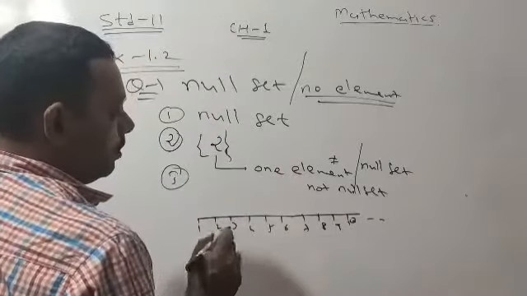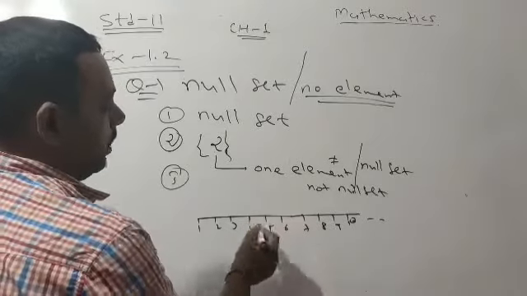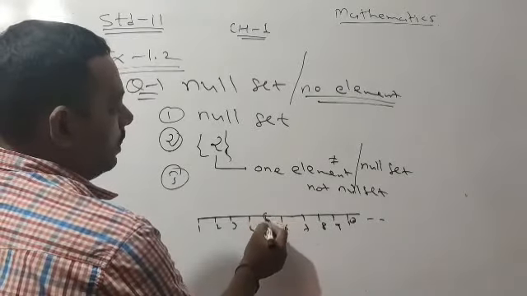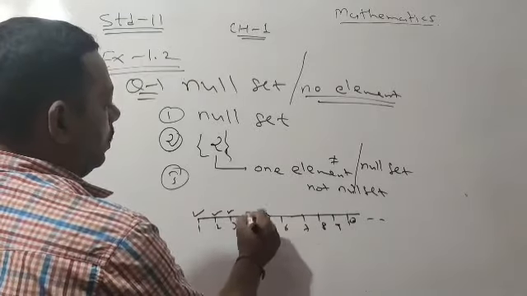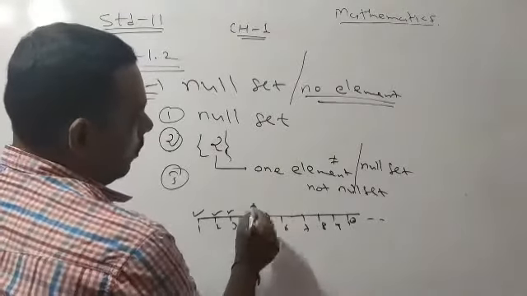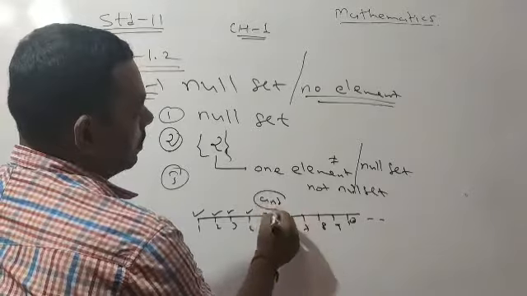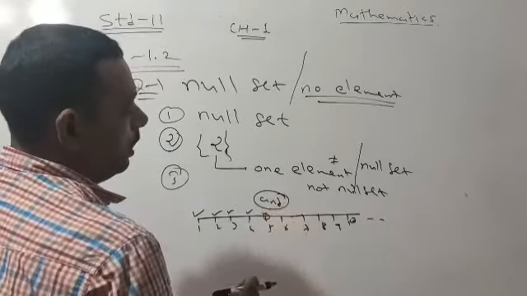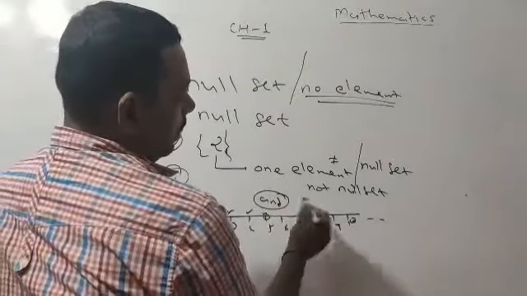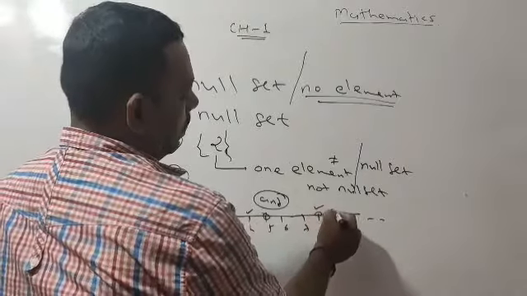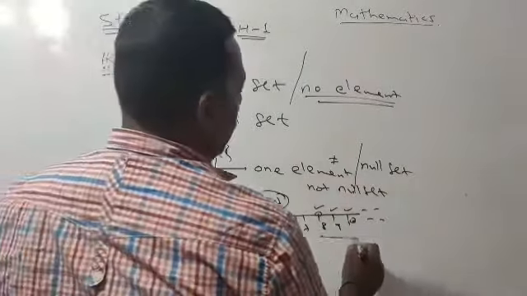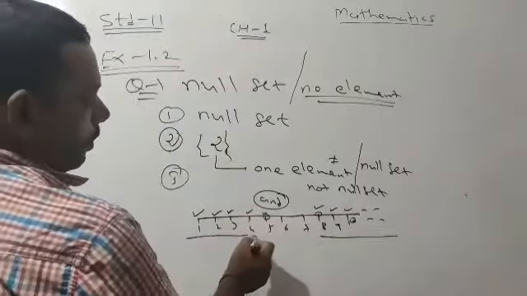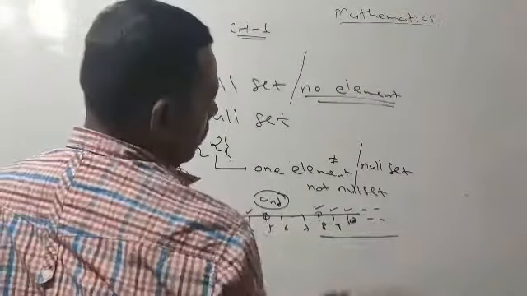My question is a number smaller than 5. Smaller than 5 means 5 is not considered. So the numbers considered are 1, 2, 3 and 4. And means we have to check only the common element. Greater than 7, so 8, 9, 10 and so on. Tell me, is there any common element between 1, 2, 3, 4 and 7, 8, 9, 10?